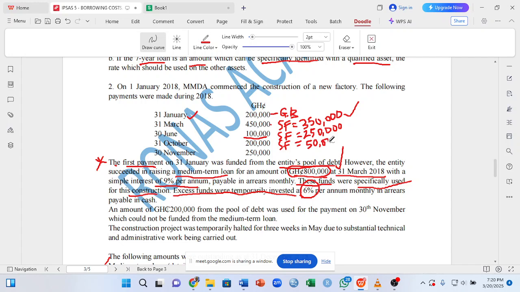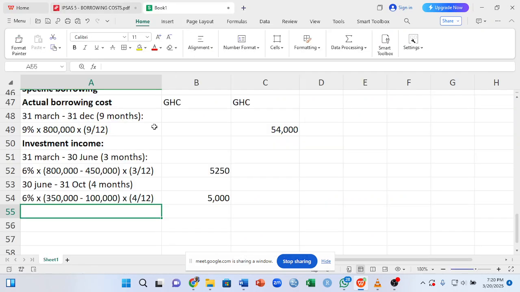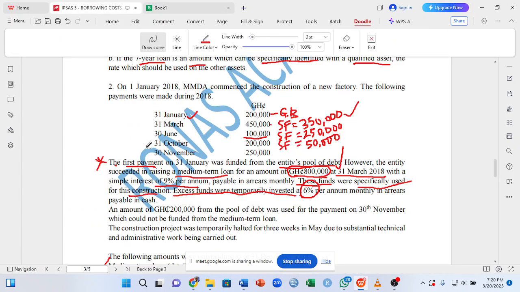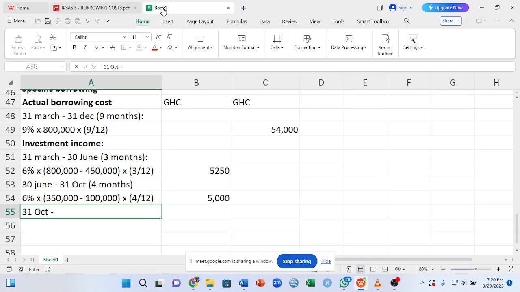So let's do that part. That is from 31st October to when the next payment was made. The next payment was made when? 30th November. How many months would that be? 1 month.